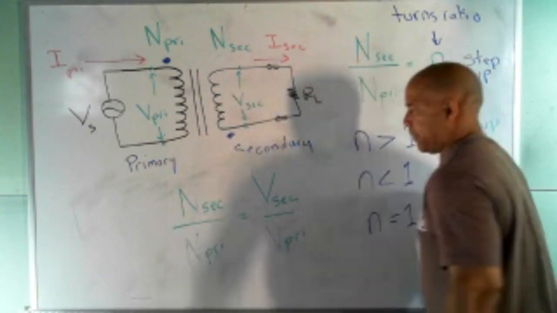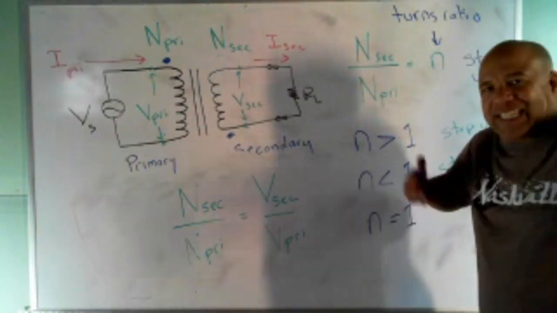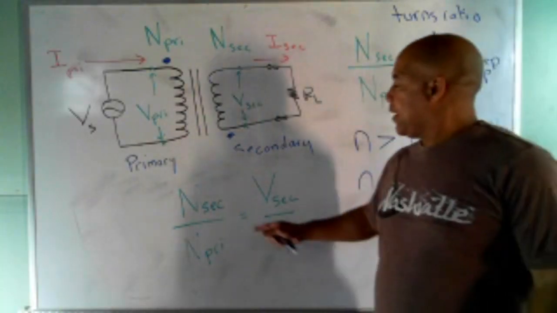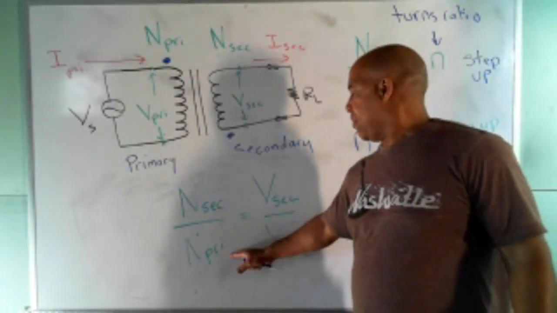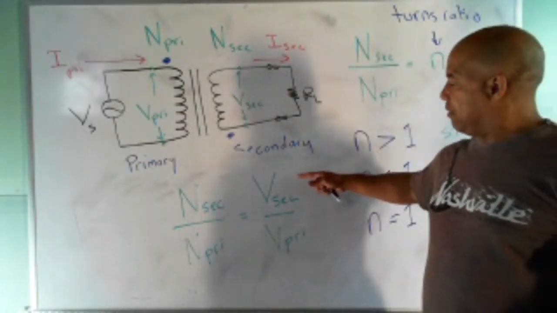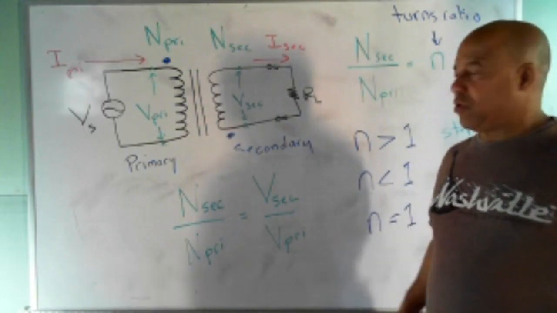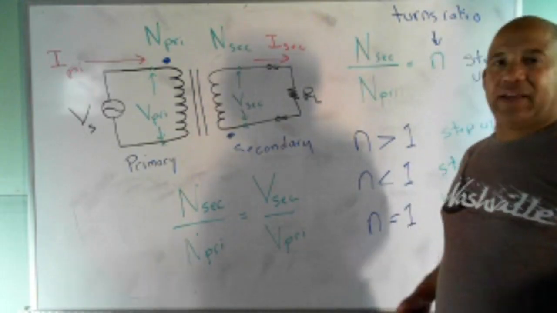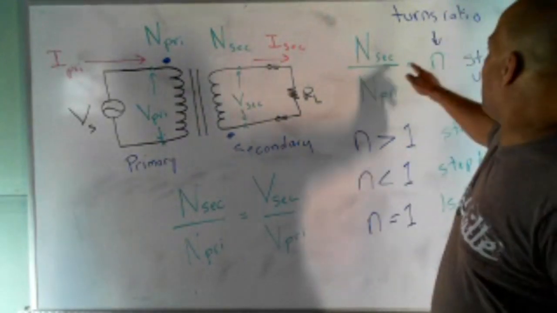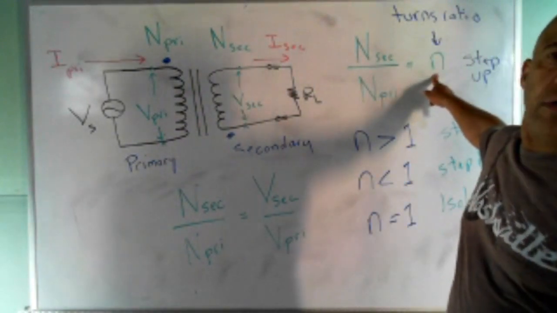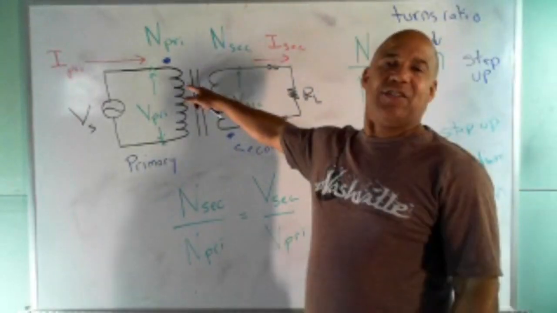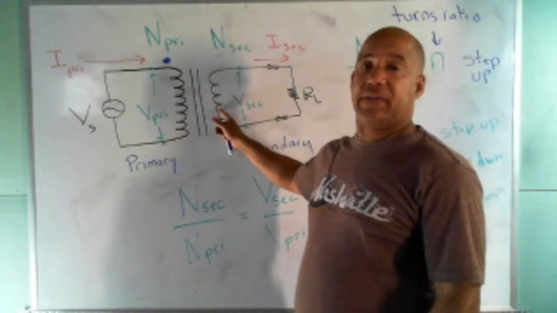Now that's kind of cool. Just from the physics of it, and looking at the picture, the ratio of N secondary to N primary is equal to the ratio of V secondary to V primary. And that's kind of cool because here's why it's cool. What if you want to know the turns ratio? What you gonna do? You gonna go here and count the coil? You're gonna count 1,000 turns of wire on both of these? You ain't gonna do that.